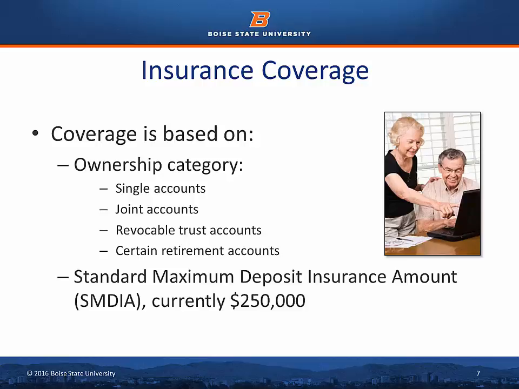Individual retirement accounts, IRAs, and certain other retirement accounts are insured up to $250,000 per owner. In revocable trust accounts, each owner is insured up to $250,000 for the interests of each different beneficiary, subject to specific limitations and requirements. If you and your family have the SMDIA allowed by law or less in all of your deposit accounts at the same insured bank or savings association, you do not need to worry about your insurance coverage. Your deposits are fully insured.